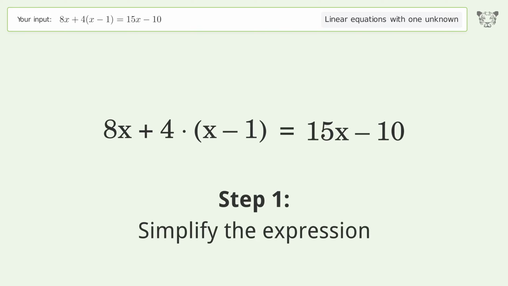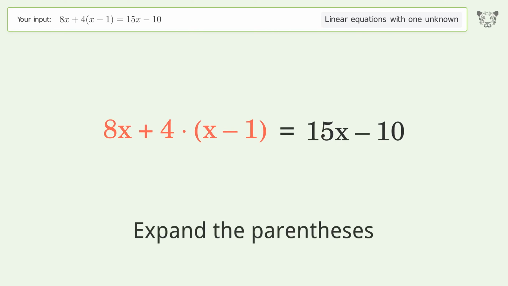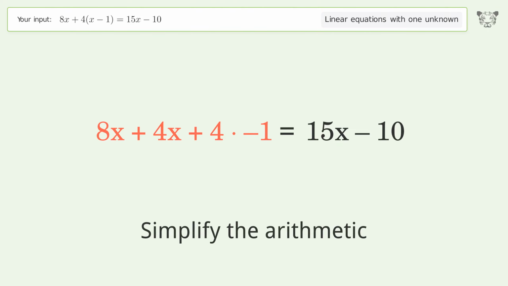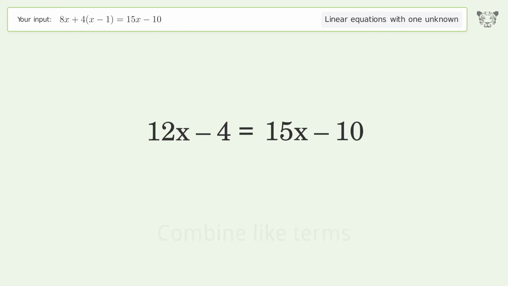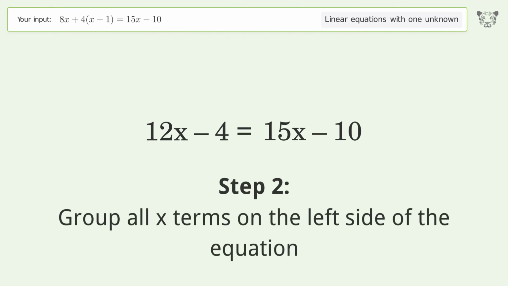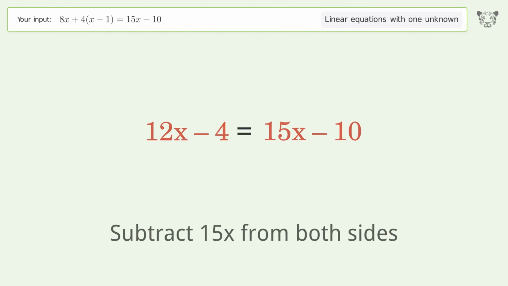Simplify the expression. Expand the parentheses. Simplify the arithmetic. Combine like terms. Group all x terms on the left side of the equation. Subtract 15x from both sides.